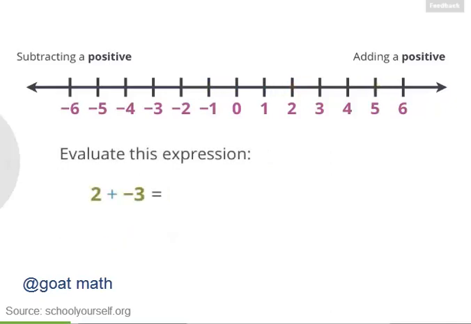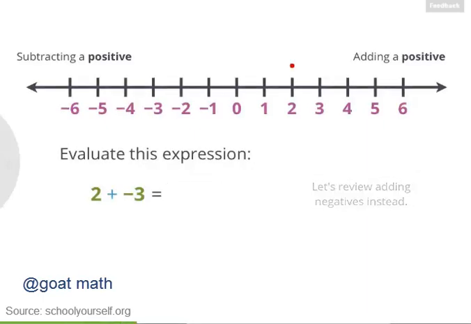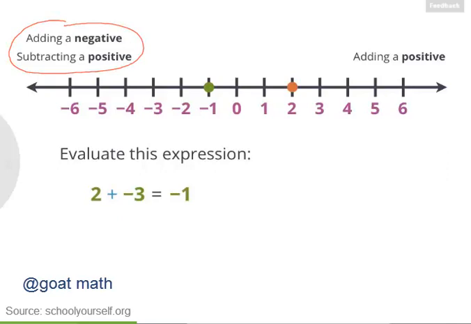What about adding a negative number? So what's 2 plus negative 3? To review, click here instead. Right, so again, you're starting at 2, and adding a negative also means you're moving left on the number line. So 2 plus negative 3 equals negative 1. Adding a negative is the same thing as subtracting a positive. So what's 2 minus negative 3?